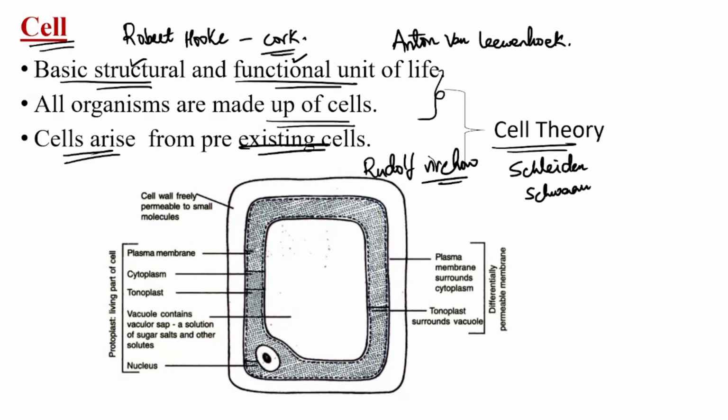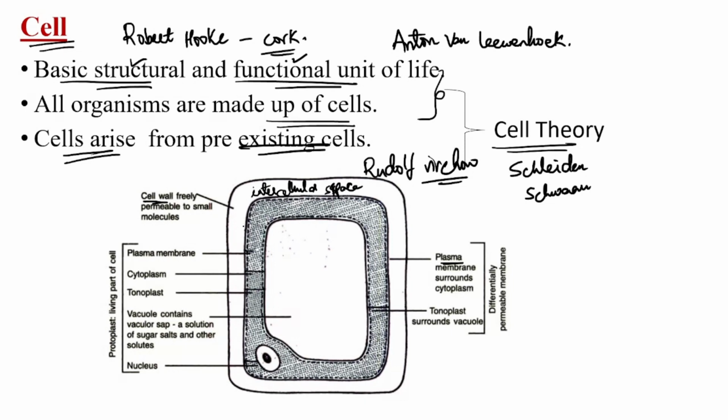Now here you can see a typical plant cell containing a cell wall. Basically the cell wall ensures that no pathogenic bacteria enter into the cell, and it provides rigidity to the cell. It gives shape to the cell. Then it is surrounded by a plasma membrane, and the space between the cell wall and the plasma membrane is known as the intercellular space. This is the intercellular space.